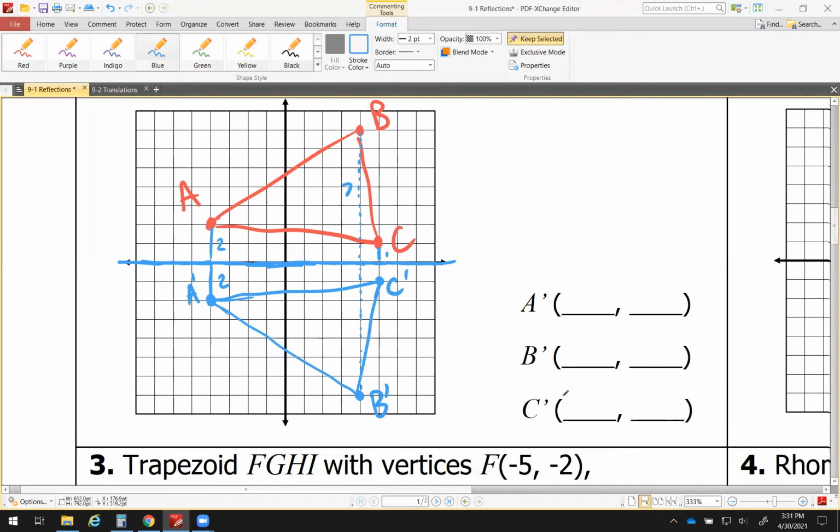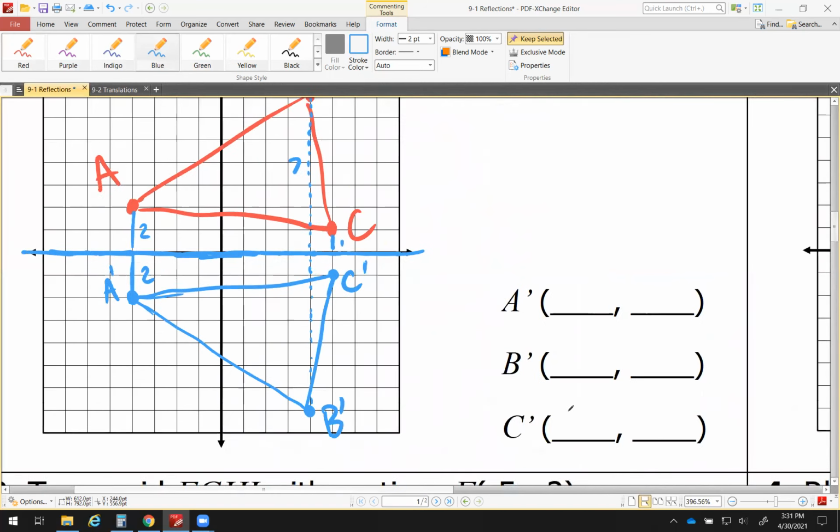Okay, and then just reading the coordinates of each of those new points off of the graph. A prime is at -4, -2. B prime is at 4, -7. And C prime is at 5, -1. Like that.